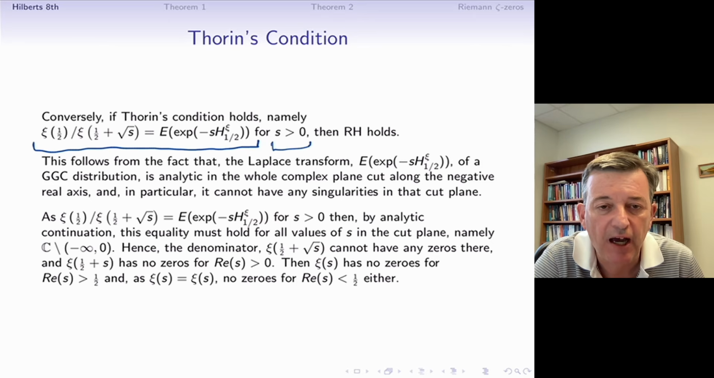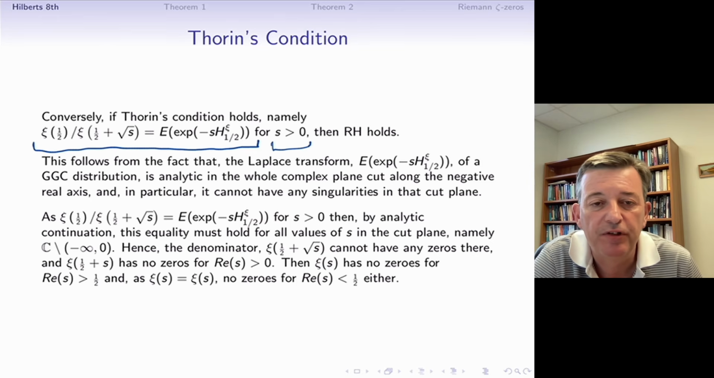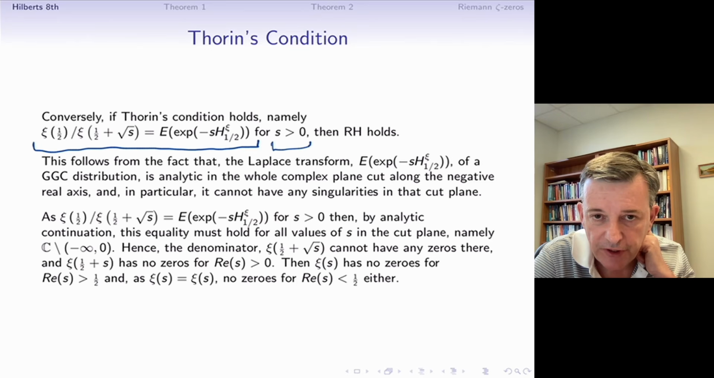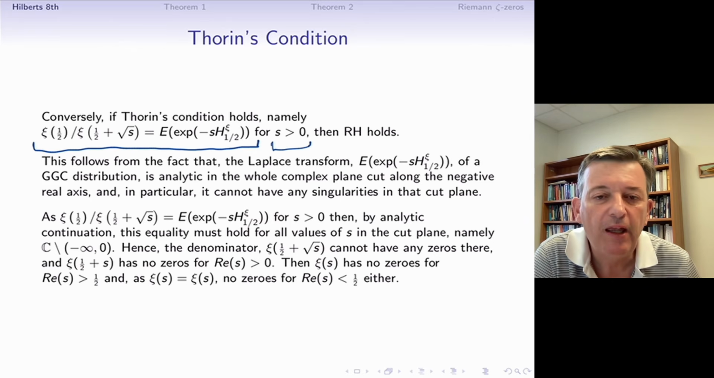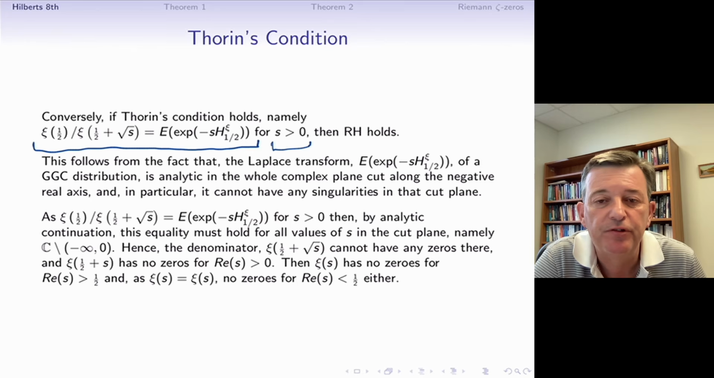And just a little aside, an equivalent condition would be on xi over half over xi over half plus is, written as a moment generating function of what's known as a symmetric extended generalized gamma convolution, which would be written as a scale mixture of normals where the mixing distribution is given by h. But we'll just focus on checking Thompson's condition as a Laplace transform. Now, we have to show that if Thompson's condition is true, then the Riemann hypothesis is true.